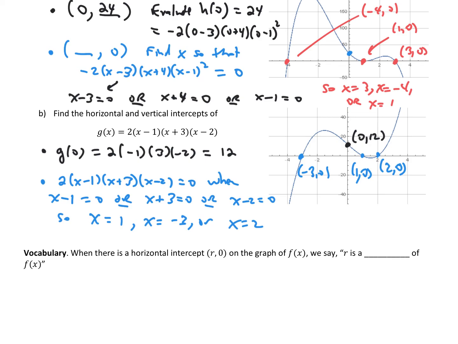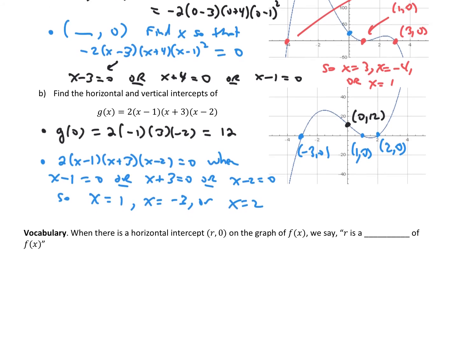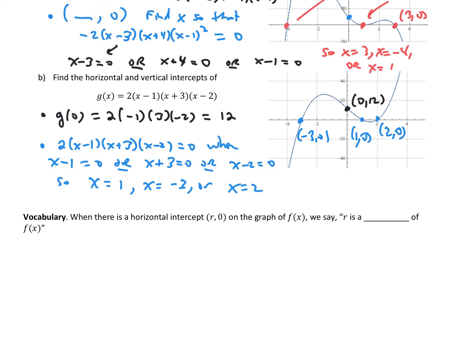Just FYI, when there's not a graph around, calling those things horizontal intercepts seems weird if you're not graphing them. So in the world of functions, we have a different name for that. So when you have a horizontal intercept on the graph, so these numbers like x equals 1, x equals minus 3, x equals 2, when there's not a graph lying around, we say those are zeros of the function. So a zero of the function is an input that makes your output 0.